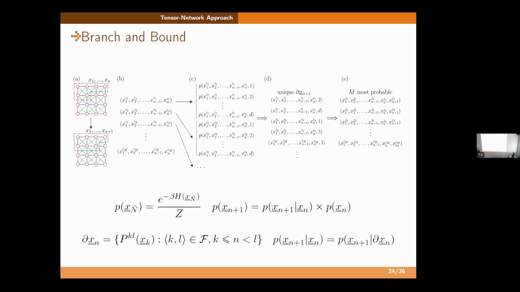We are calculating the conditional probability of every configuration in the new Potts variable, given the configuration we are keeping on the boundary of it. And then we are bounding, that is keeping only the m most probable configurations. That is the general idea of how our search and sampling works.